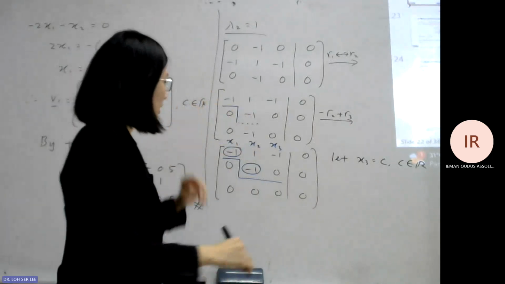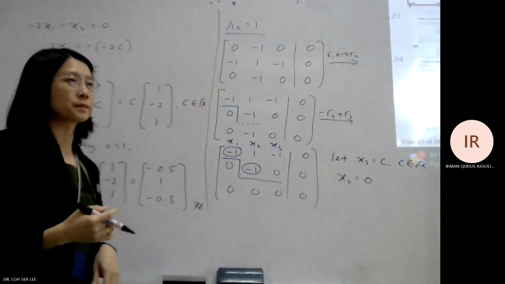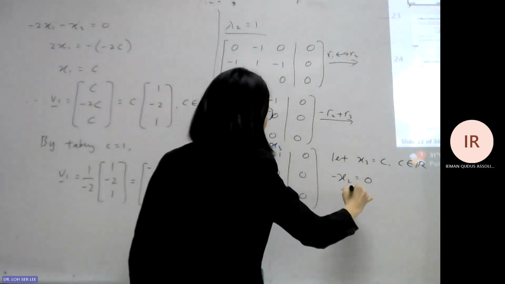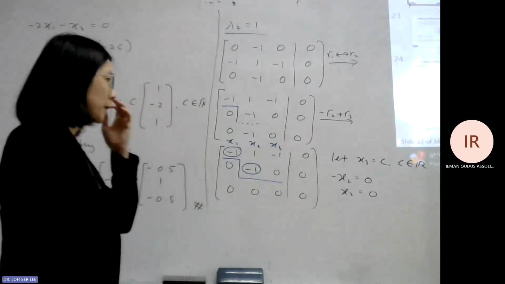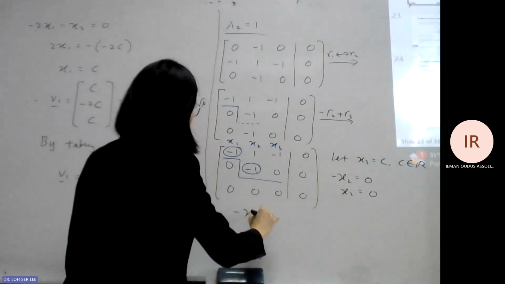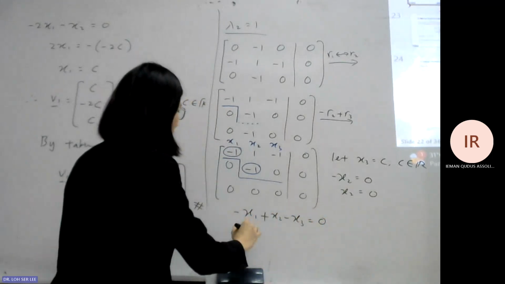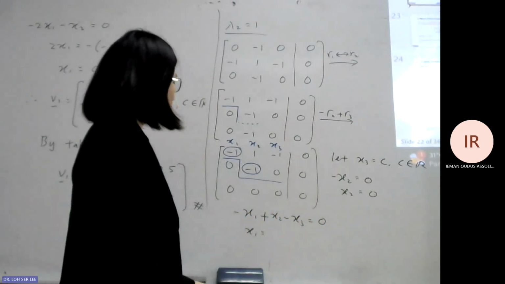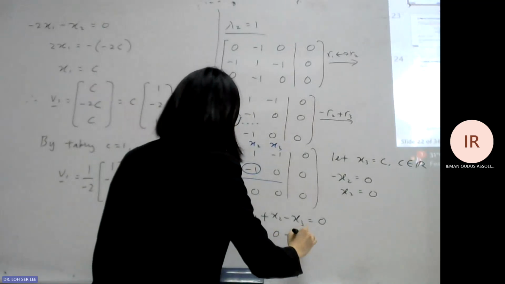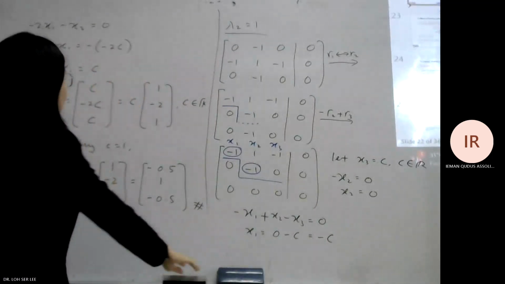Then backward substitution. Negative x2 is 0, so x2 is 0. Then the first row: negative x1 plus x2 minus x3. And we want x1. So x1 is x2 minus x3, which is negative c.